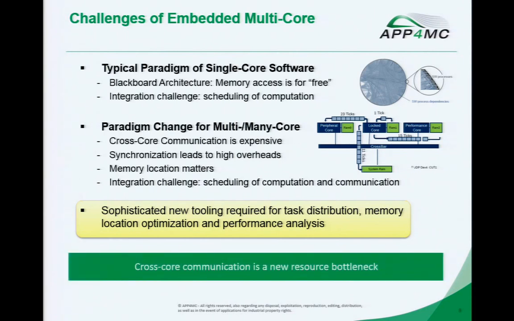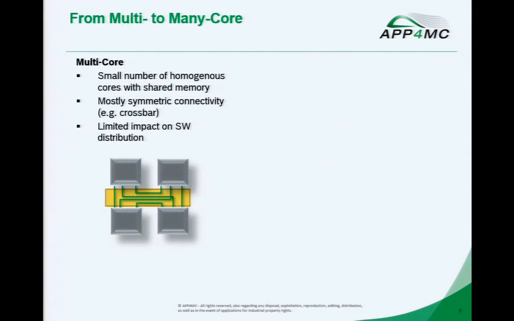I already mentioned this amount of 1,000 software blocks, and we can say it's about 20,000 data elements. That is also typical. So it's not possible to do this by hand, so we need sophisticated tooling to deal with that optimization problem. As a marker, cross-core communication is the bottleneck.